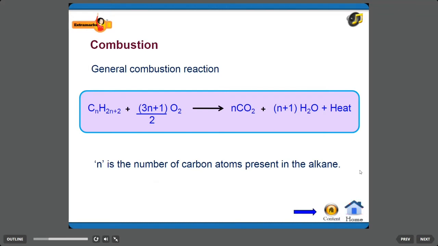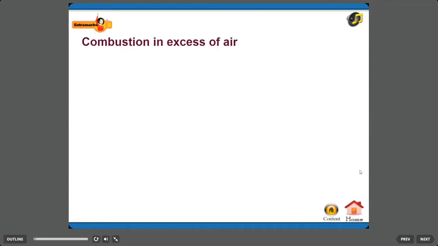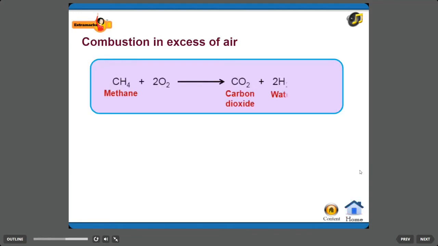Now we will study about combustion reaction. This is the general combustion reaction of alkane, where n is the number of carbon atoms present in the alkane. Alkanes can undergo combustion either in excess of air or an insufficient supply of air. What are the products obtained when methane undergoes combustion in excess of air? Under these conditions, methane undergoes complete combustion to produce carbon dioxide and water.